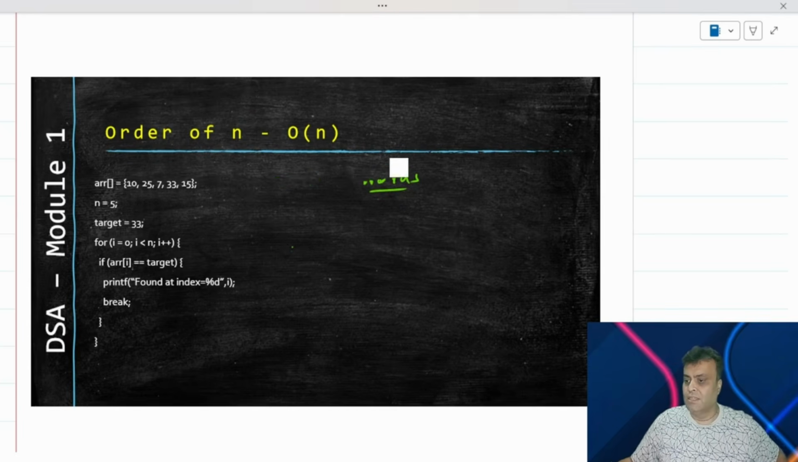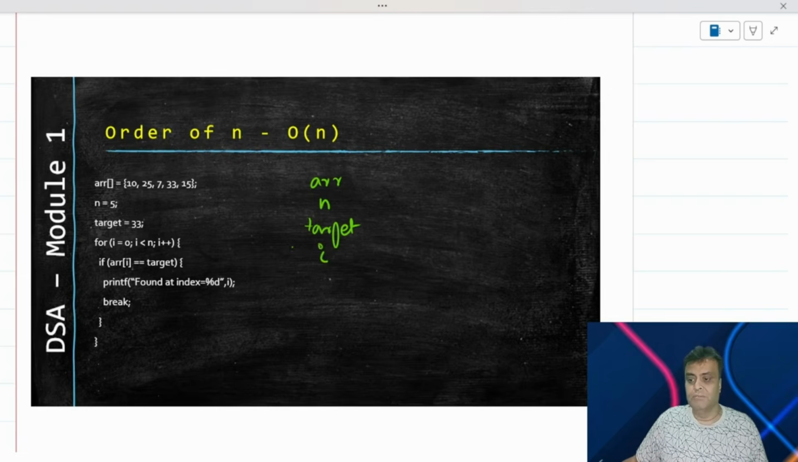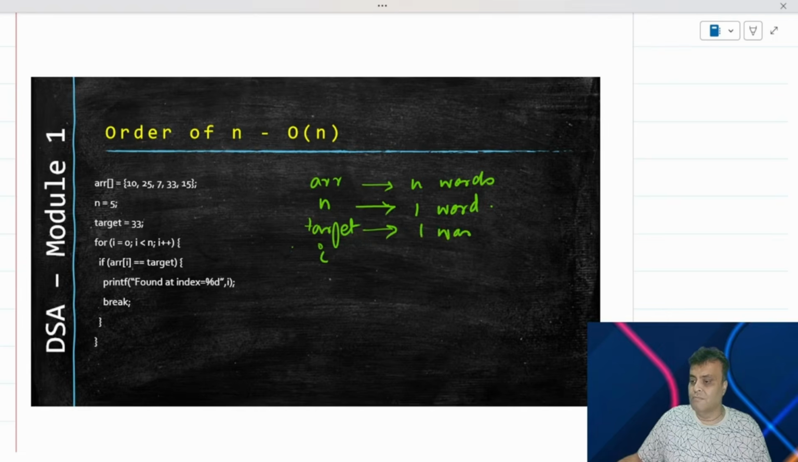In fact, let us write the variables that we are going to typically use here. ARR is the space we will need, n is the space we will need, target is the space we will need, I is the space we will need. That's all we will need. ARR will take n words, right? More n, more space. N will take one word. To define n, we need one word, right? Number, that is 5, we need one word. Target, we will need one word. I, we will need one word. Total number of words required is n plus 3.